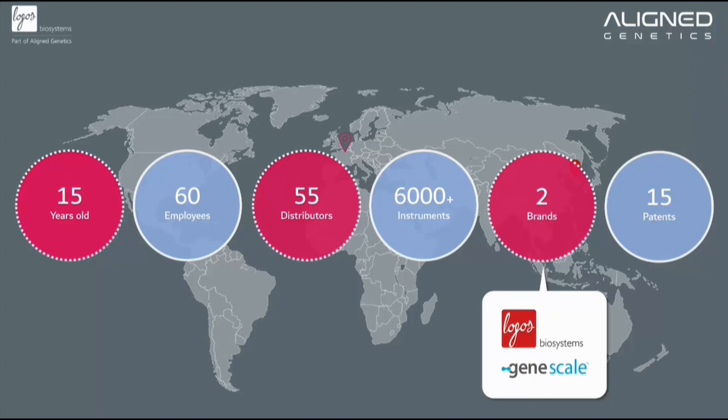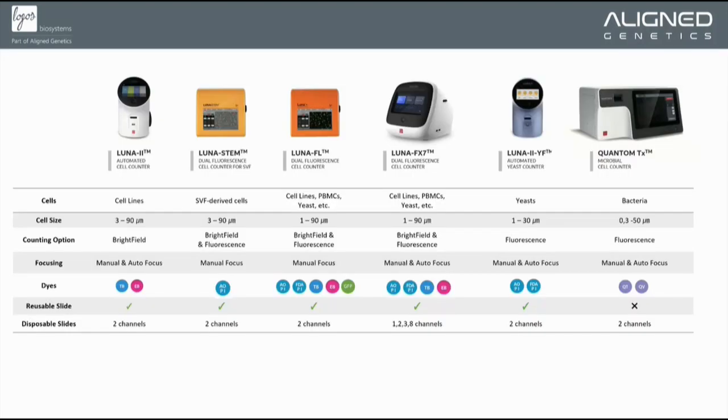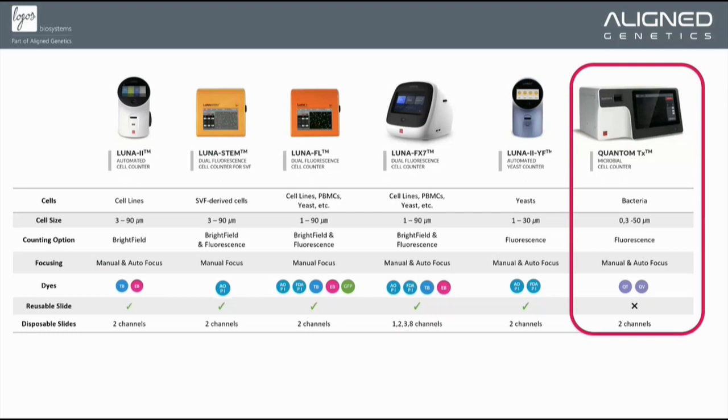Today, we will specifically talk about Quantum Tx, which is our cell counter for bacteria. In Logos Bio, within the cell counter range, we have a total of 6 instruments. Each instrument has its own unique characteristics and specifications. When confronted with a customer, our first question is about their cells, because depending on the type of cells, users must acquire a different type of instrument. In this webinar, I will specifically be focusing on the Quantum Tx, our microbial cell counter focusing on bacteria.